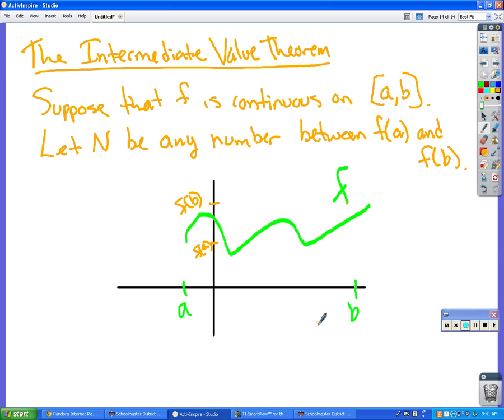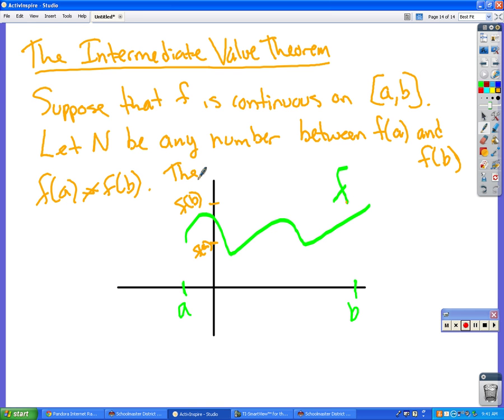You with me? The only way that this won't work is if f of a equals f of b. They can't be the same number, because then you couldn't pick a number in between them. If f of a and f of b were the same thing, then n would not exist. All right, here's what the Intermediate Value Theorem tells us.